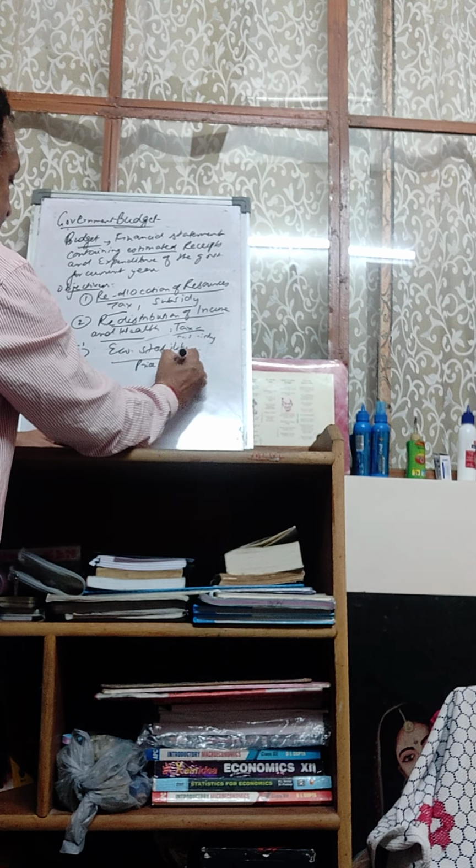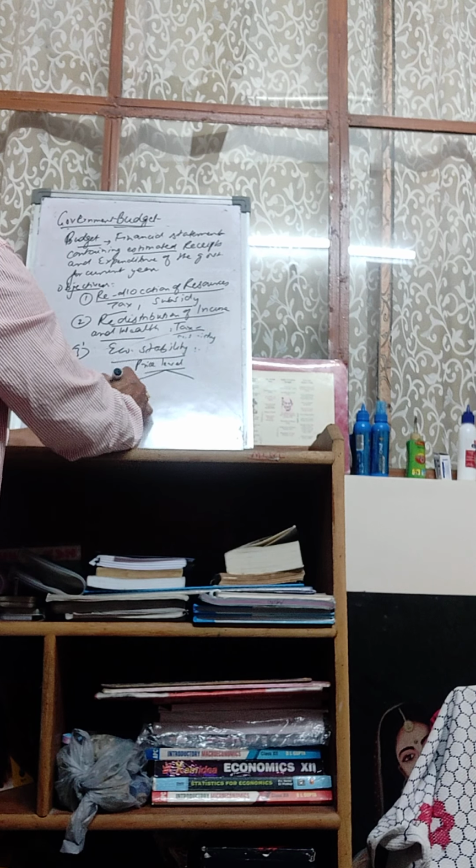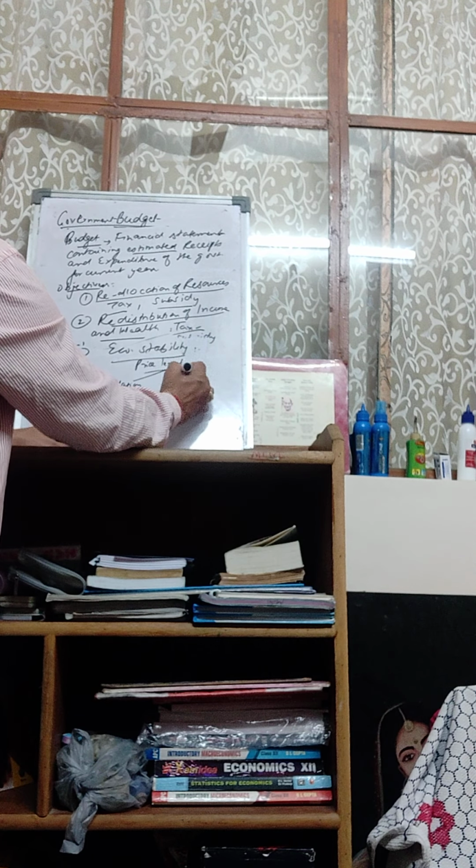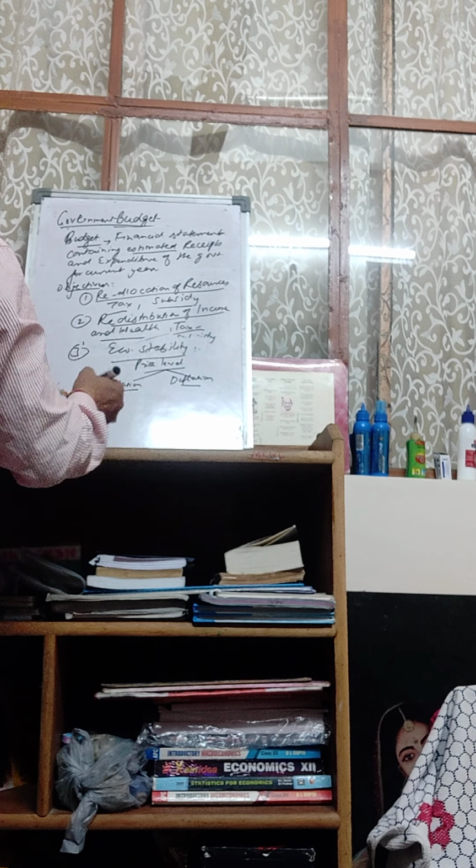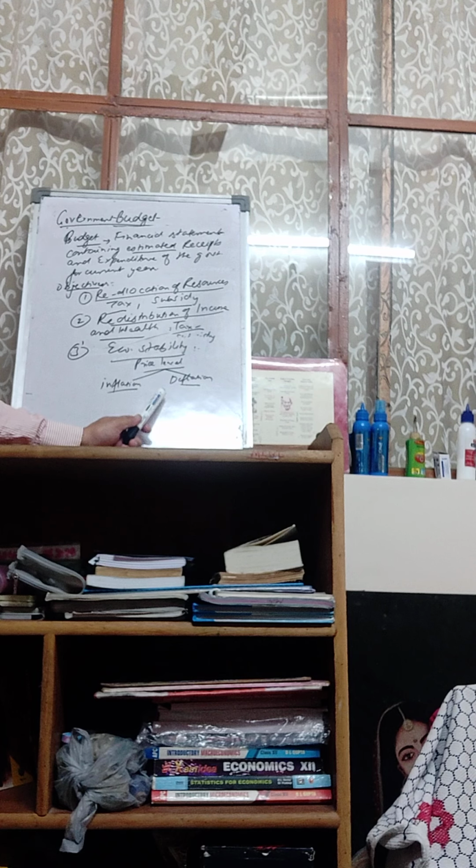The third objective is economic stability. Now students, economic stability of a country is concerned with the control over price level. Now if the price level of the country is controlled, then automatically there will be stability. Now when the price is not controlled, sometimes there is inflation in the country and sometimes there is deflation in the country. Inflation means continuous rise in price and deflation means continuous fall in price. So both these are harmful for the country.